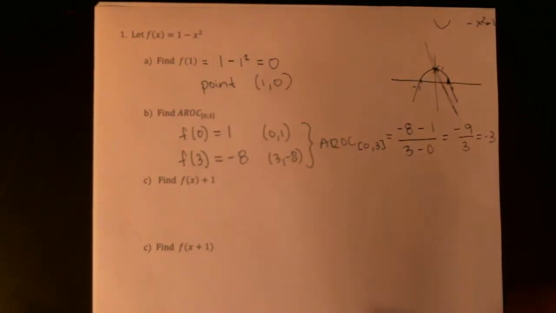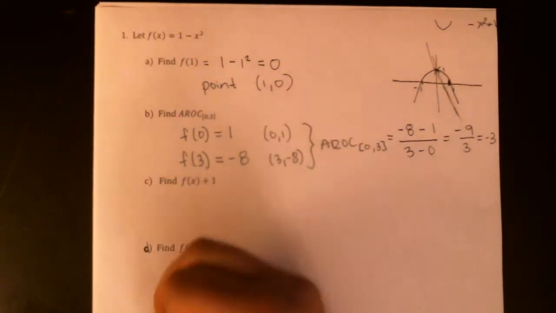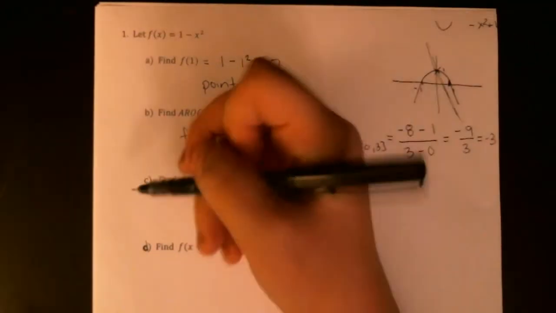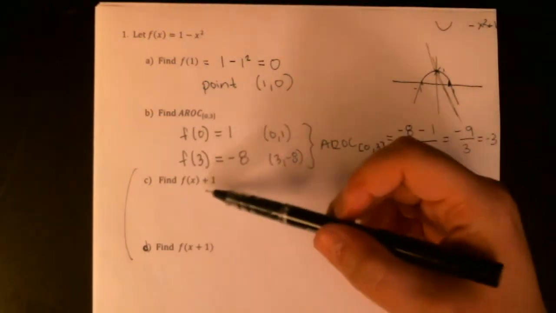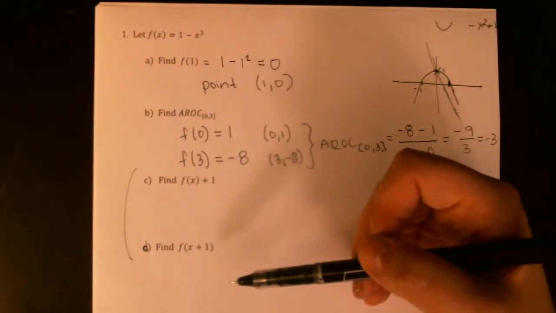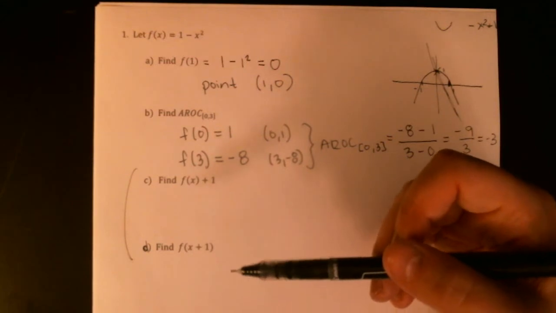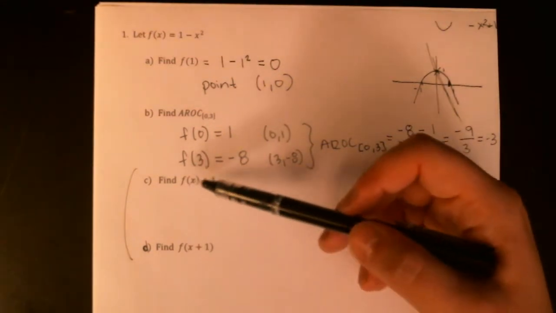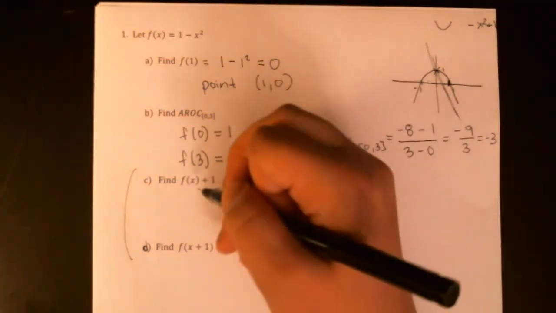Okay, these two are kind of a pair, and I even numbered them the same, lettered them the same. We'll pretend that was on purpose. Okay, so f of x plus 1 with the 1 outside the parentheses, and f of x plus 1 with the plus 1 inside the parentheses. These are different, and this is a really important distinction to make. So this is saying plug x into your function and then add 1 to your output.